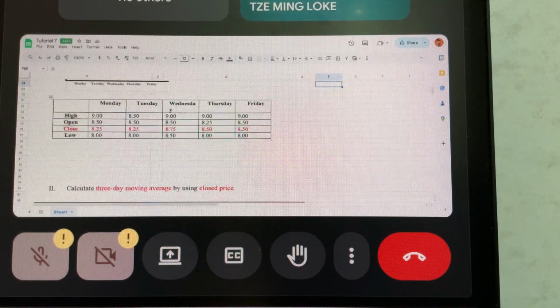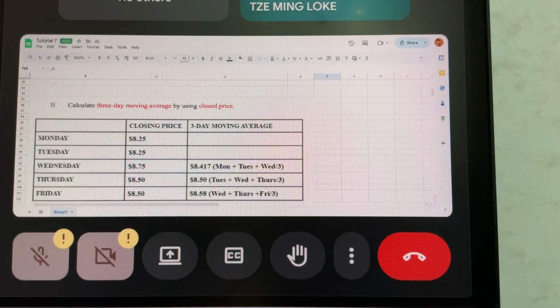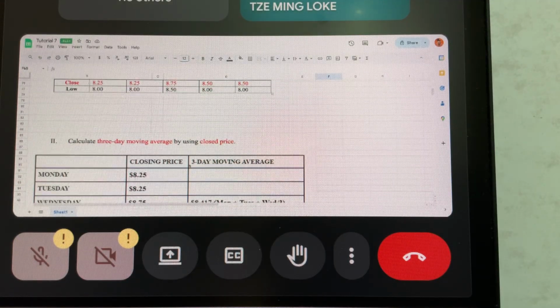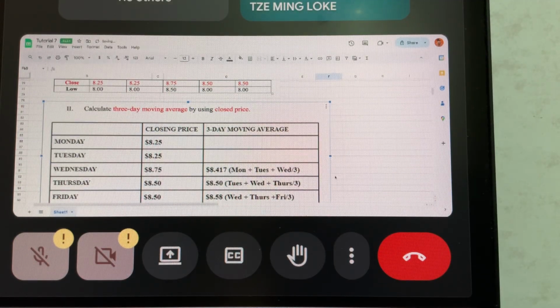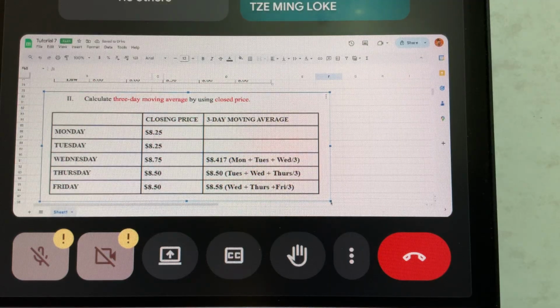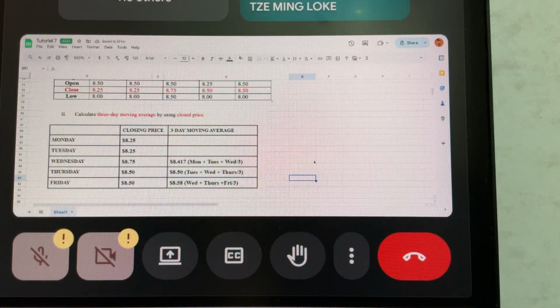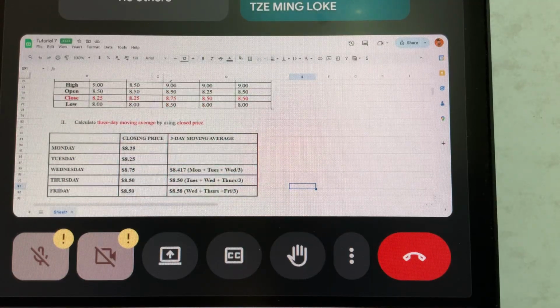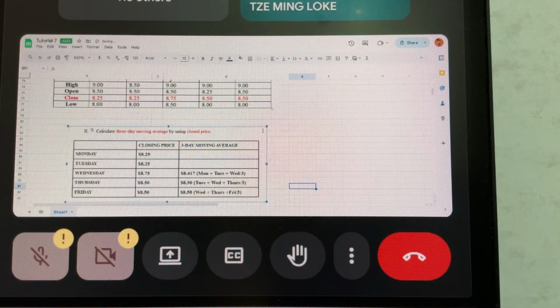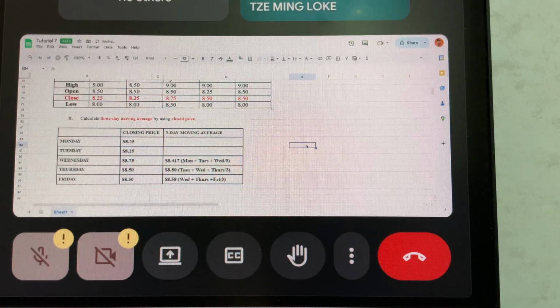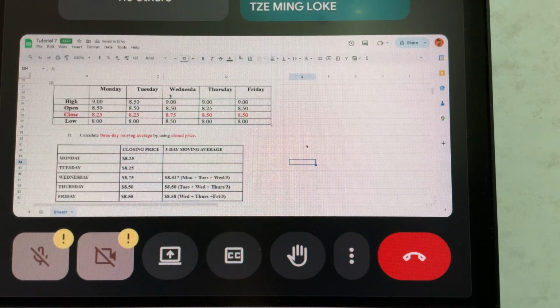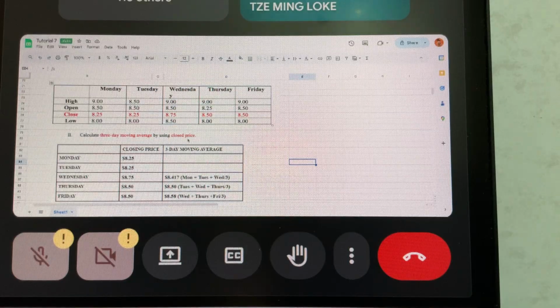The next part of the question asks you to calculate the 3-day moving average. Remember just now I showed you all the moving average lines. So how is the line constructed? It uses the average. Just now I showed you the 30-day moving average and the 90-day moving average. Luckily nowadays you don't have to calculate yourself, but in this case, for familiarity purposes, they ask you to calculate the 3-day moving average using the closing price.